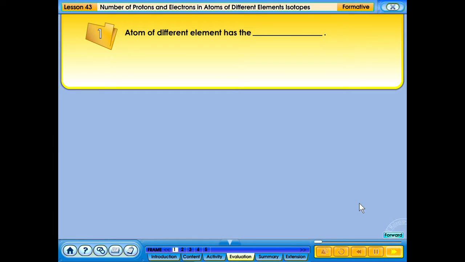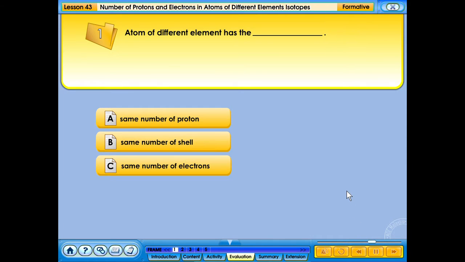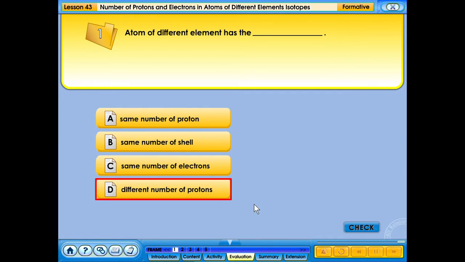Atoms of different elements have the: A, same number of protons; B, same number of shells; C, same number of electrons; D, different number of protons. Your answer is correct.